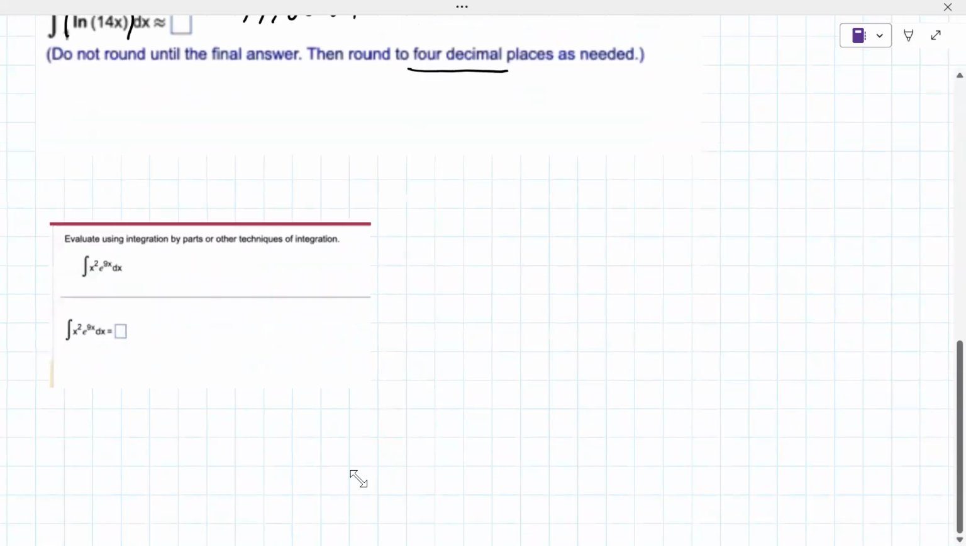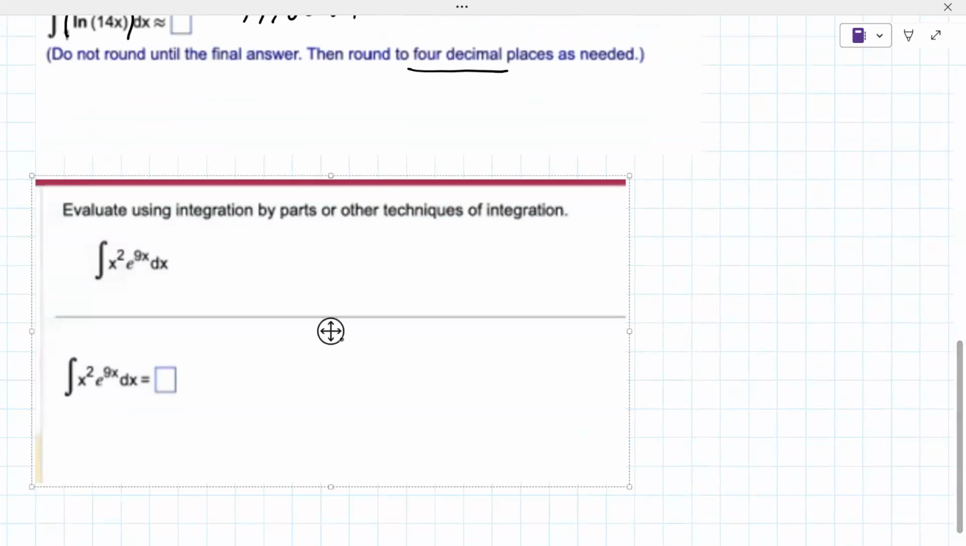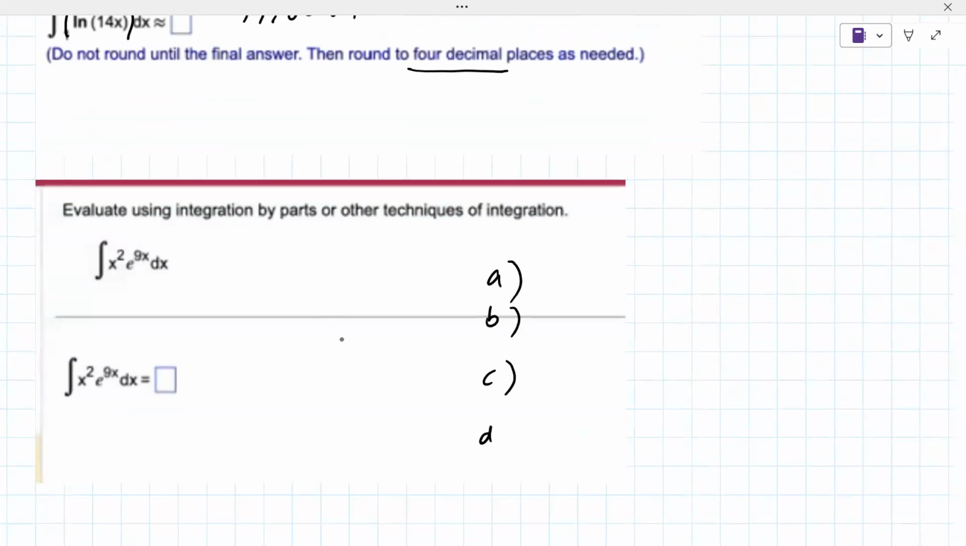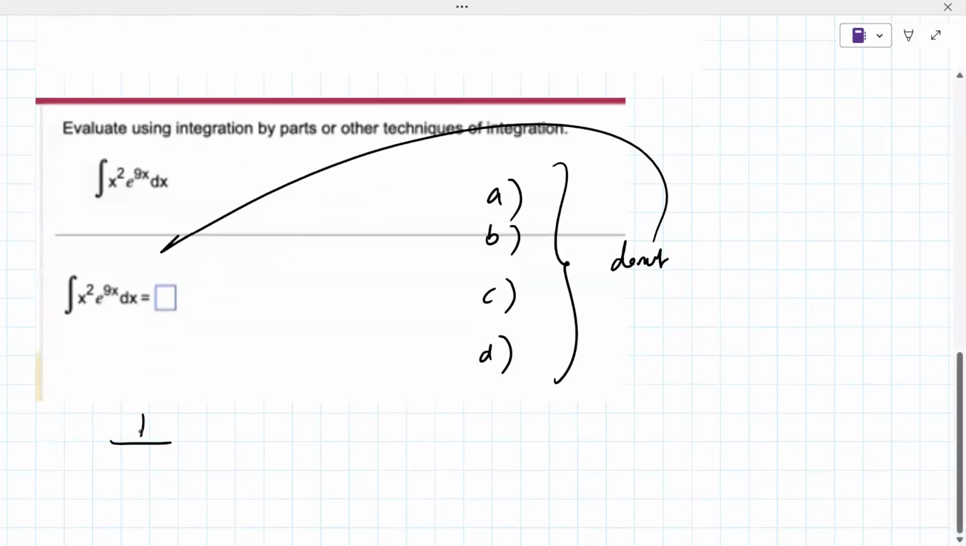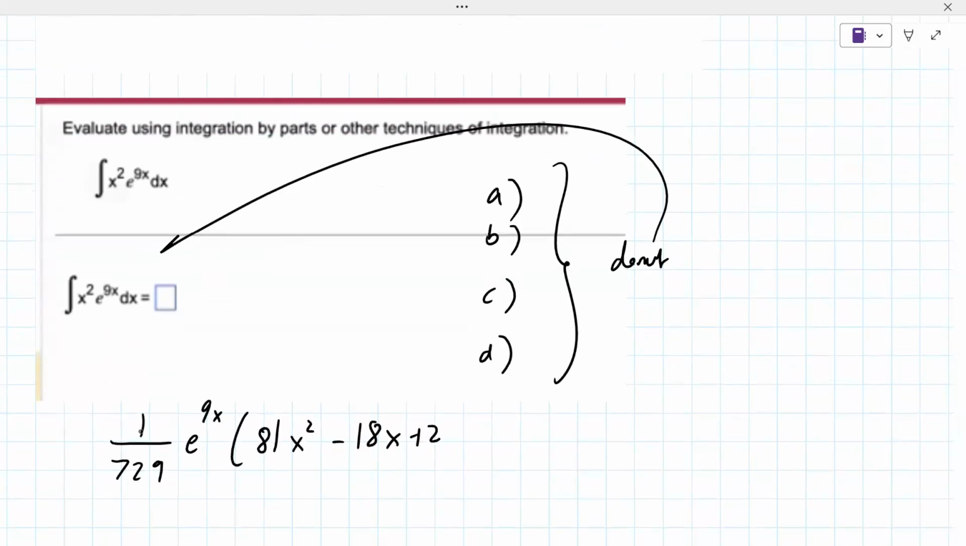Yep. This one here is like the first one where there'll be some multiple choice answers. You'll take the derivative to get back to this. So for now, I'm just gonna give you the answer, and hopefully that's okay. We can spend a lot of time on it explaining it. E to the 9x. All right, so there's kind of a lot here. It's 1 over 729 e to the 9x parentheses 81 x squared minus 18x plus 2 plus c.